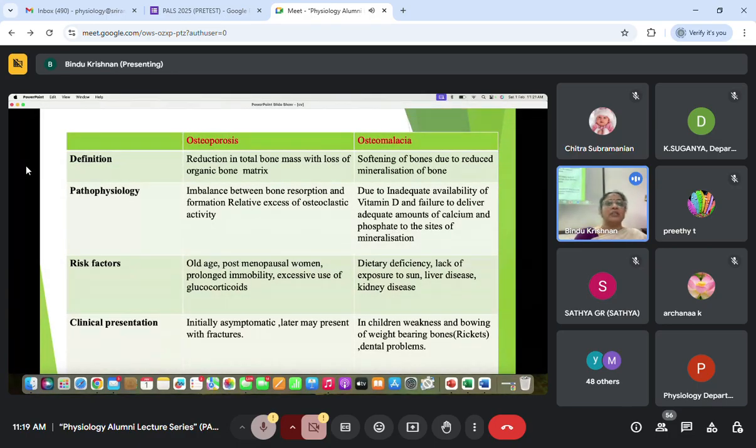So clinical presentation, osteoporosis, initially asymptomatic, later may present with fracture. But osteomalacia, again, in children, we use the term rickets. In adults, it can present itself as a dental problem, right?